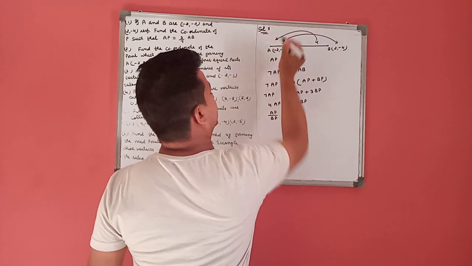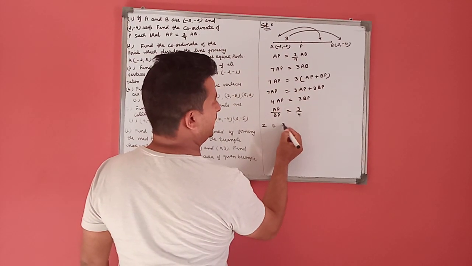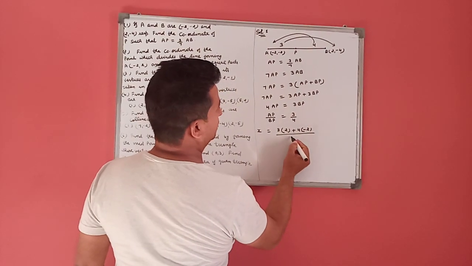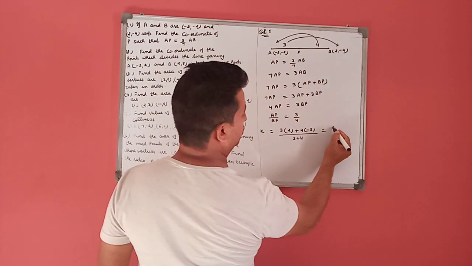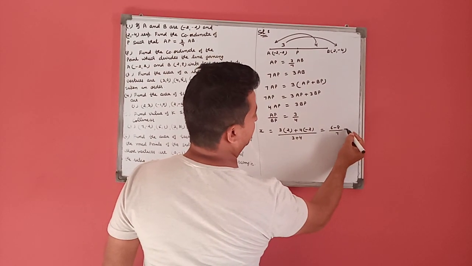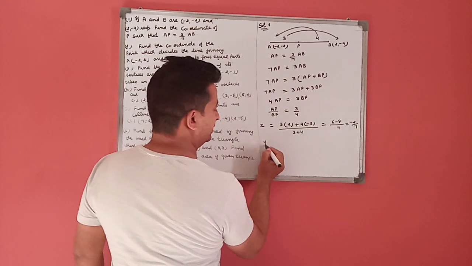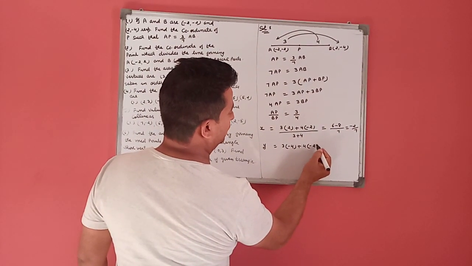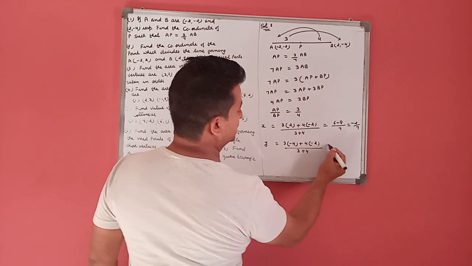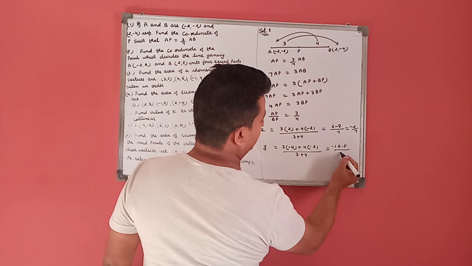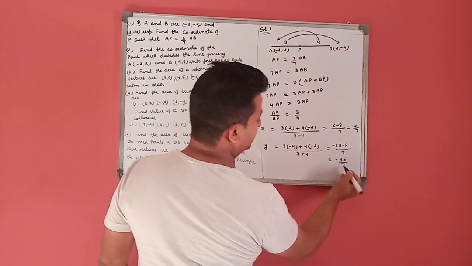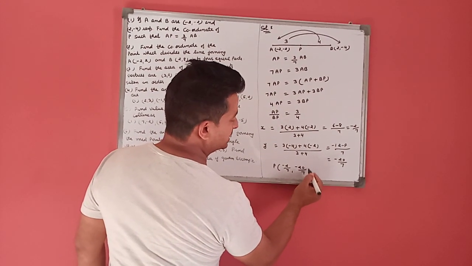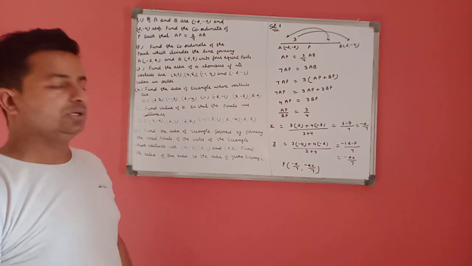Then by the section formula, x is equal to (m1 x2 plus m2 x1) upon (m1 plus m2). That is -6 - 8 by 7, that is -2 by 7, and y is equal to (m1 y2 plus m2 y1) upon (m1 plus m2). That is -12 - 8, that is -20 by 7. This means the coordinates of point P are -2 by 7 and -20 by 7.